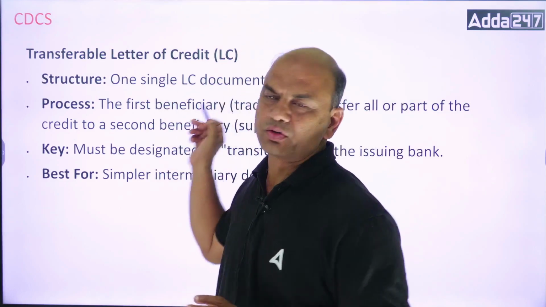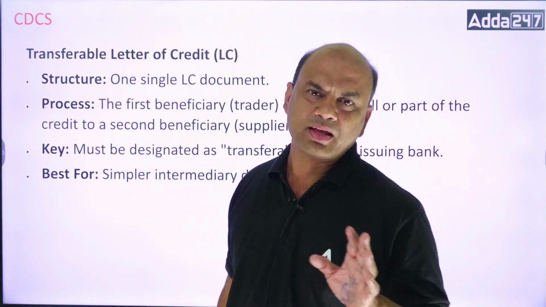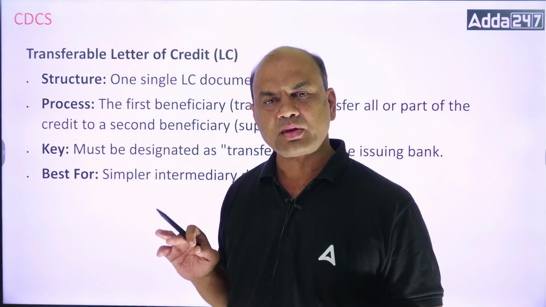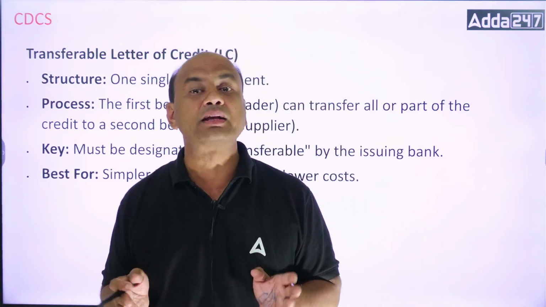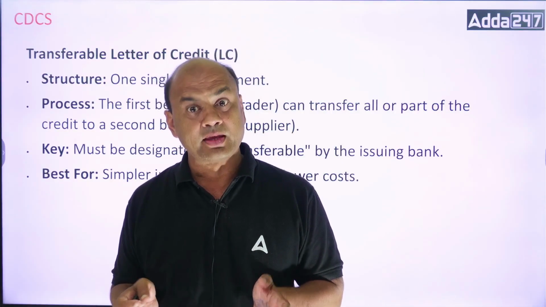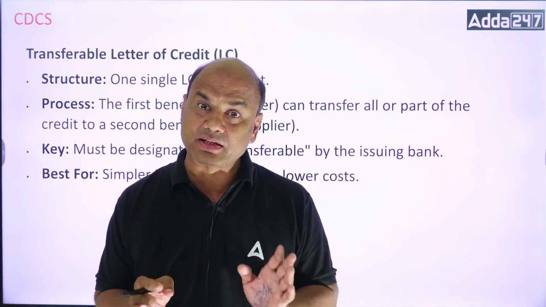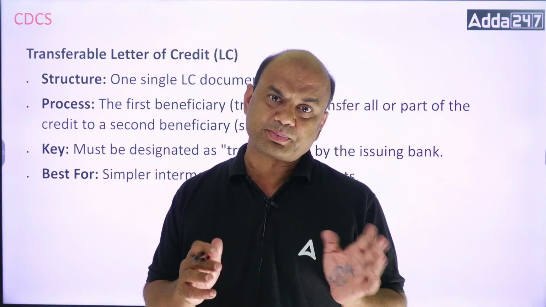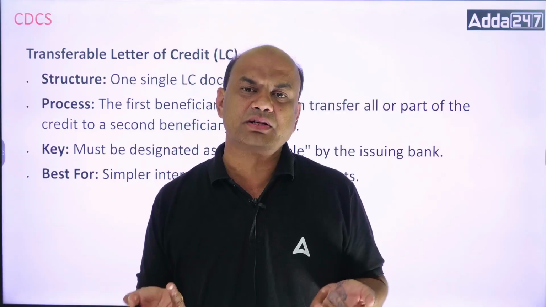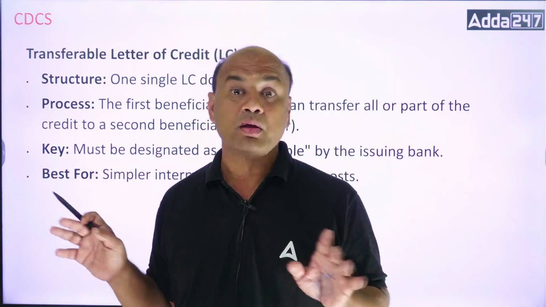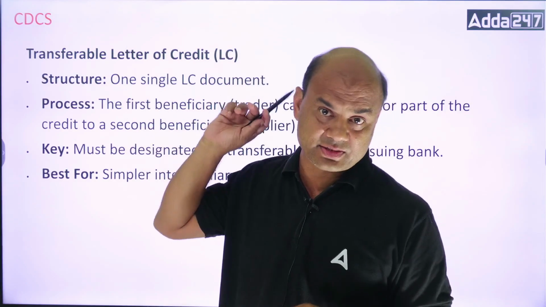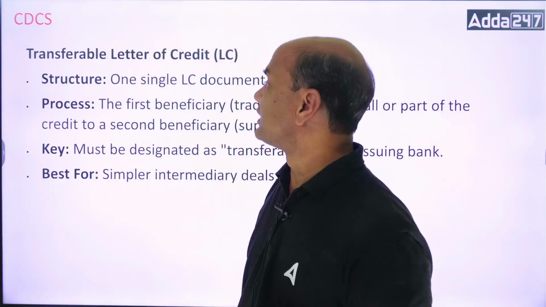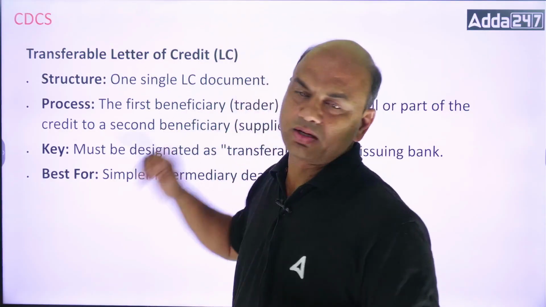Firstly, it's a single LC document. Transferable LC or back to back, both are generally given when our first beneficiary is an agent, not the actual manufacturer or producer of goods. This person is just acting like an agent, earning the commission and giving the order to somebody else. Now the difference is, look at it, one single LC document.